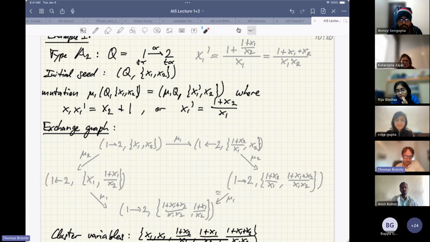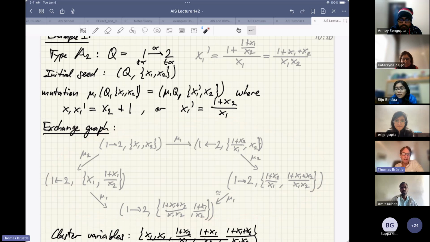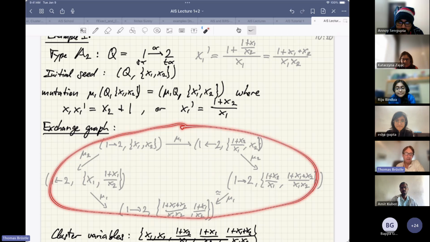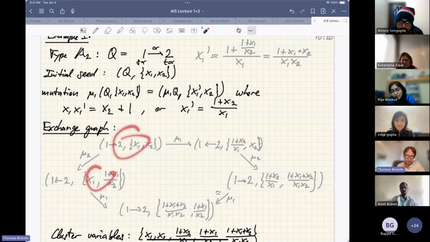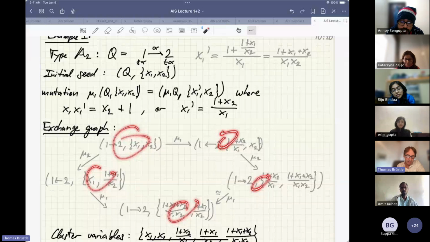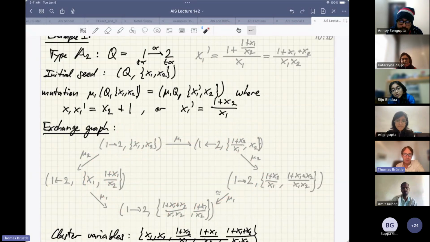So last thing is either starting here or starting there. I need to mutate once more. I should have prepared this better. My picture already suggests that the circle closes here. This will be the exchange graph: a graph with 1, 2, 3, 4, 5 vertices and 5 arrows connecting these vertices. This is the exchange graph.